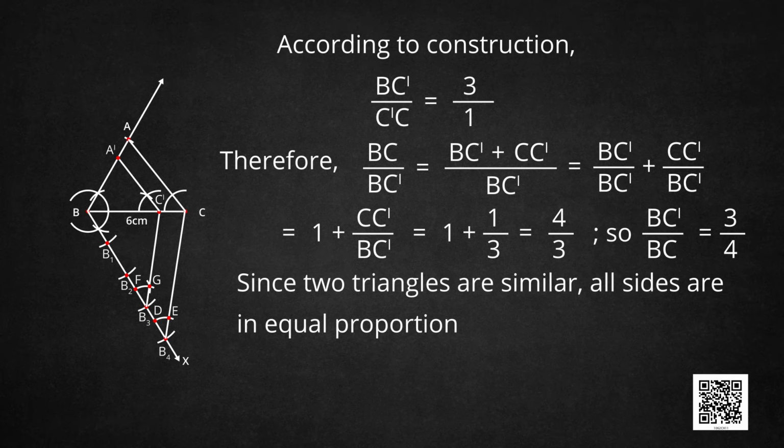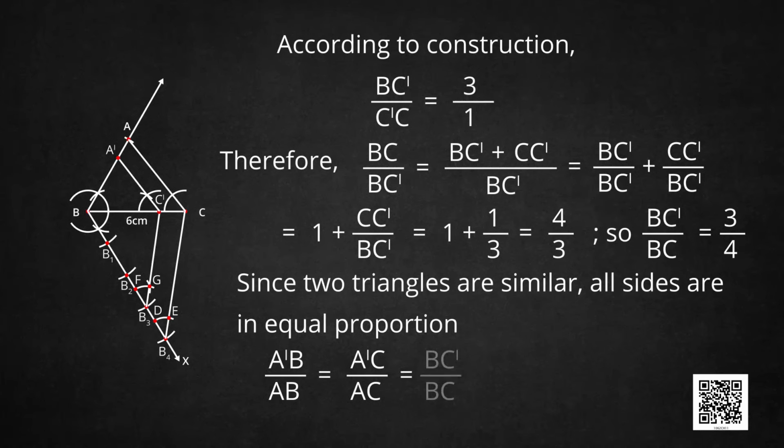And since two triangles are similar, all sides are in equal proportion. That is, A dash B upon AB is equal to A dash C dash upon AC is equal to BC dash upon BC is equal to 3 upon 4. So all sides of the new triangle are 3 upon 4 of the sides of the original triangle.